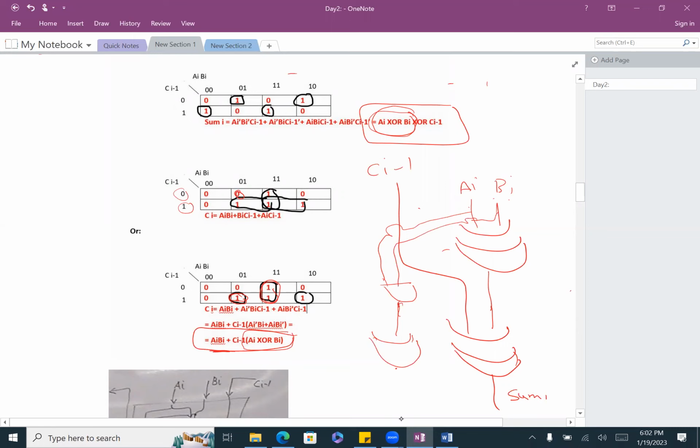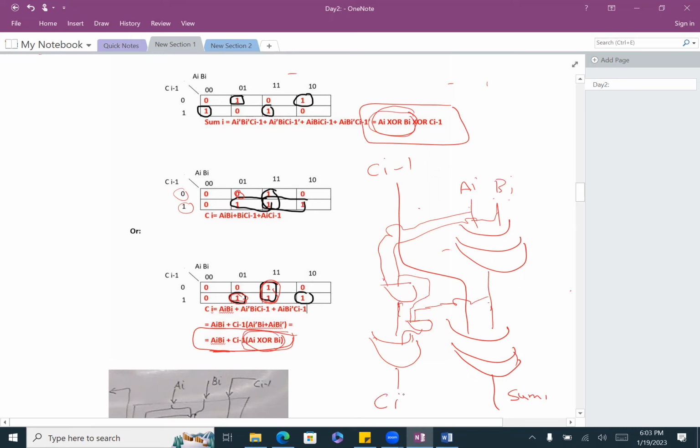You will add it with the result from the A_i XOR. So from here, not from the sum, because we need it only from A_i B_i, correct? I'm doing XOR for A_i and B_i, not from here. So I have to take it from here. And you AND it first with C_i minus 1, which is this one, correct? And this one goes here now. And that will be carry i.